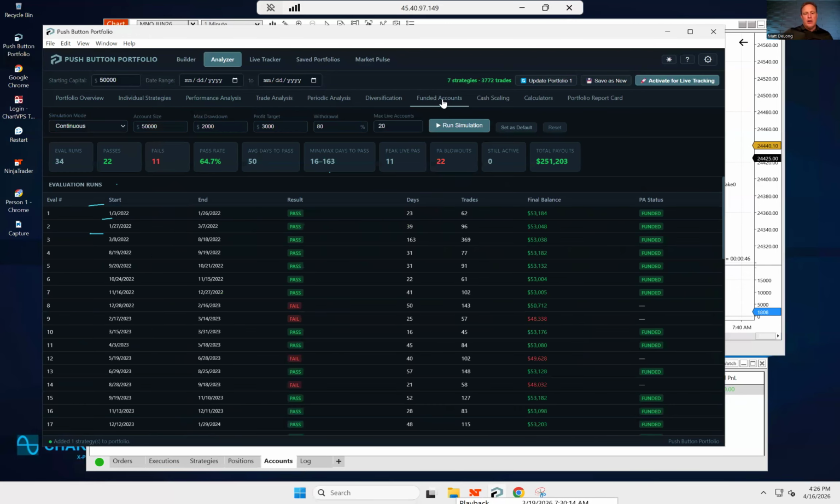And so again, really what this screen is telling me is how often I got funded, how often I passed. So it passed 22 times and it failed 11. That's 34 accounts. Now, obviously, this is a single account, using one account at a time. If I had 20 accounts running or 5 accounts running, you would do all of this times 5, right? You'll see my total payouts were $251,000 just running this for the last 4 years on one account.